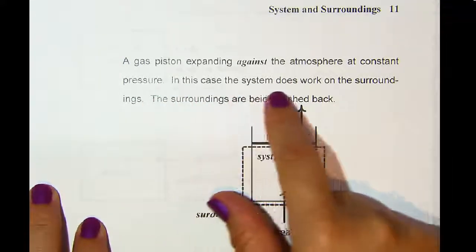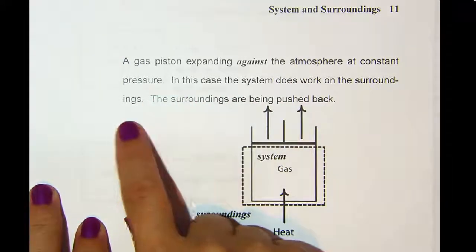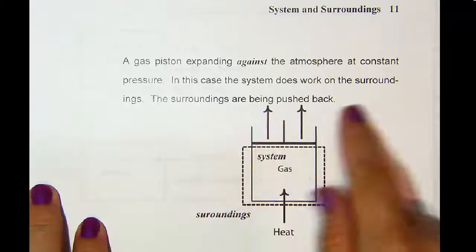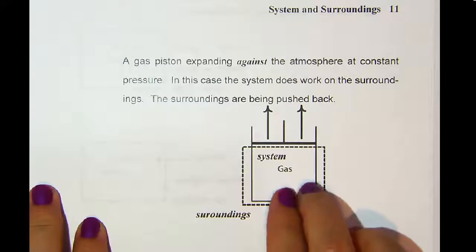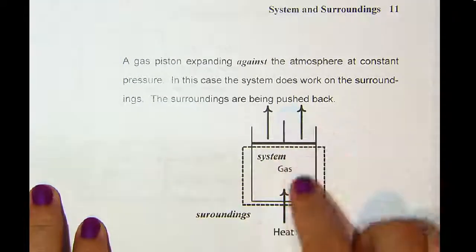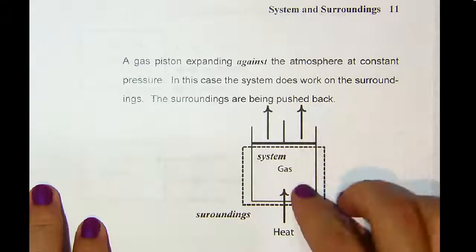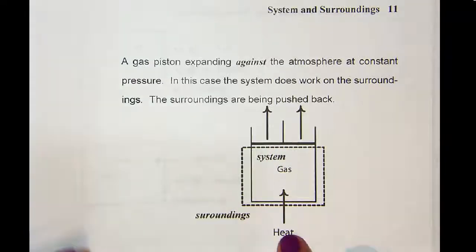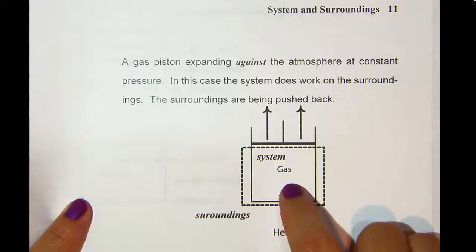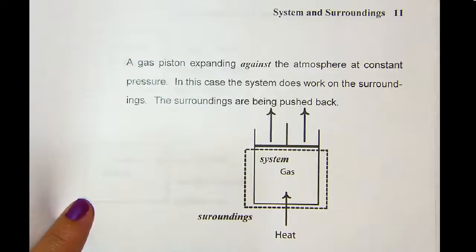A gas piston expanding against the atmosphere at constant pressure. In this case, the system does work on the surroundings. The surroundings are being pushed back. So the gas is the system, and because it's expanding, it's pushing on its surroundings, and so that is the work done as expansion on the surroundings. Notice that heat is being put into the system.